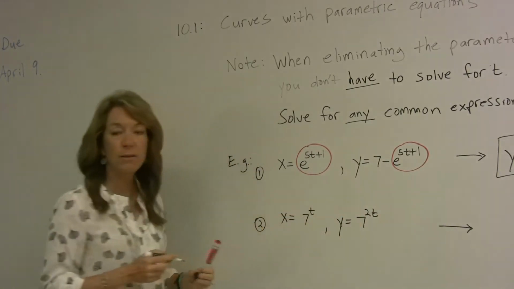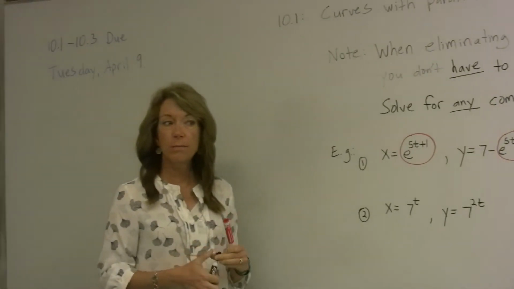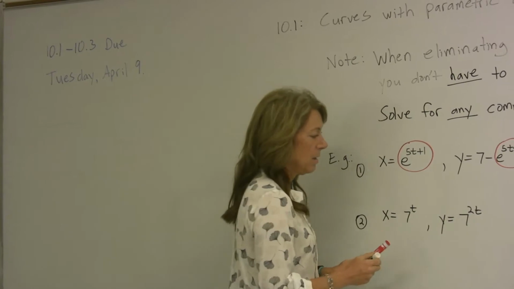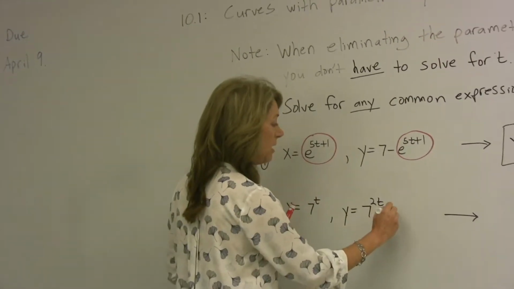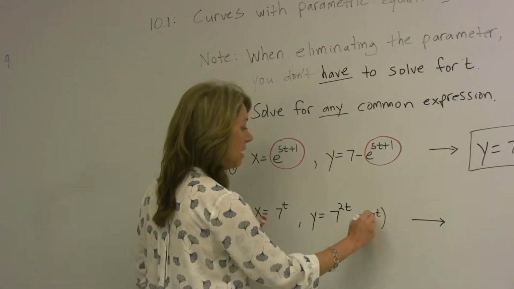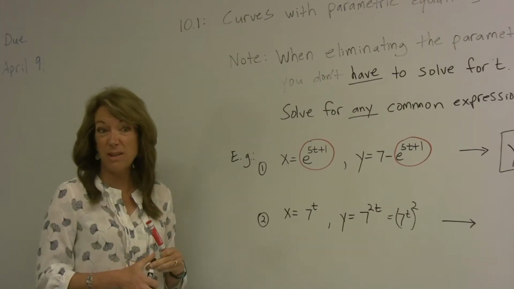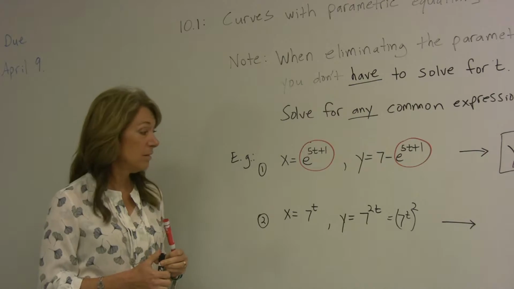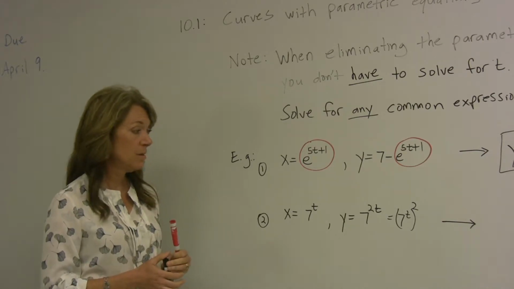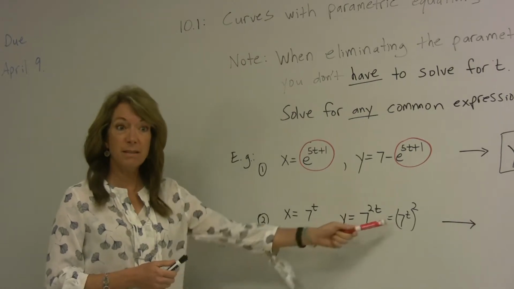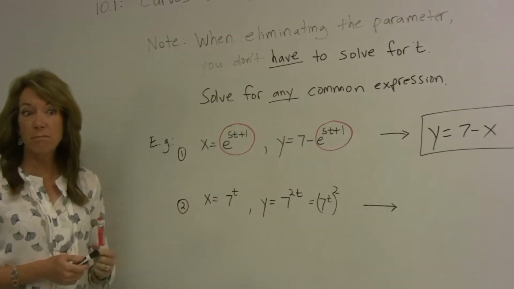7 to the t, 7 to the 2t. You can separate 7 to the 2t into 7 to the t times 7 squared. Yeah, you could actually write this as 7 to the t, squared. That's what 7 to the 2t is, right? So what does y equal then? Y is equal to x squared, because that's the x and x squared.